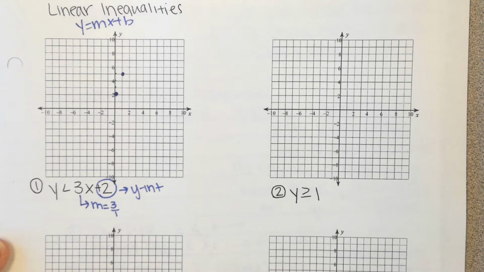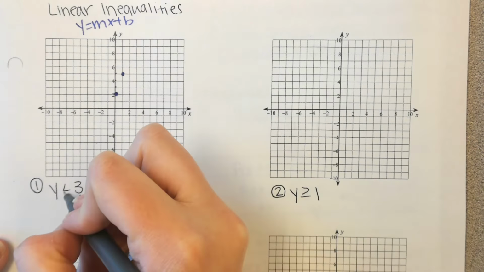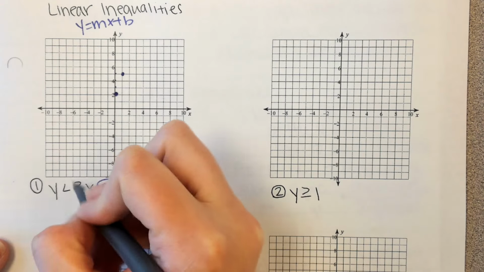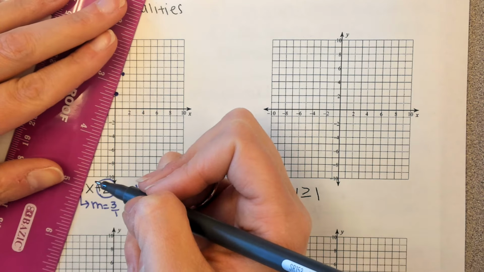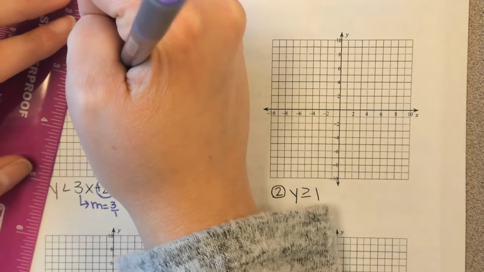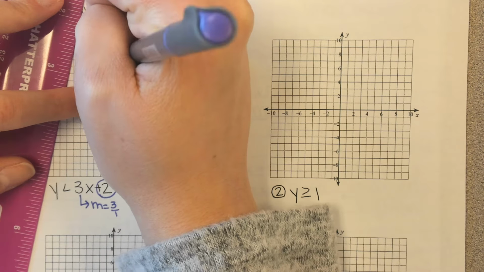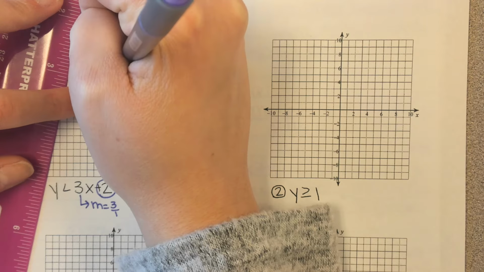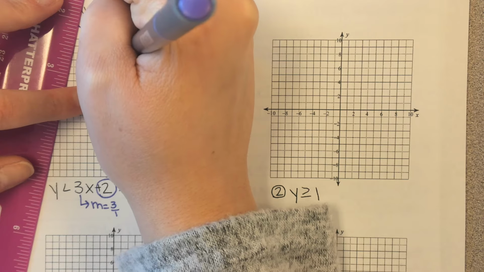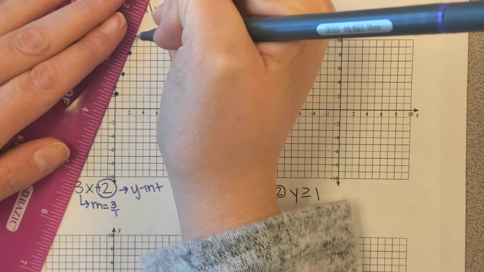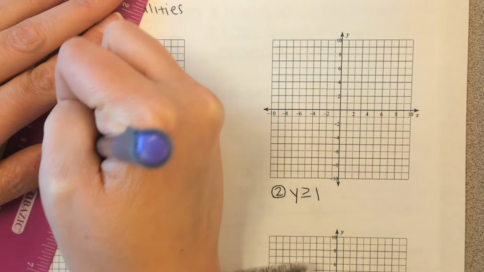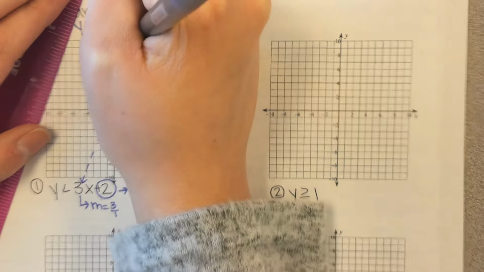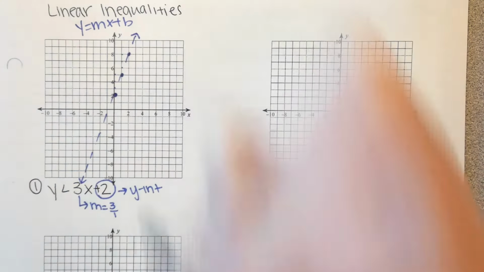Step 2, I have to decide what kind of line. Is it going to be solid or dashed? We have less than. It does not have an equal to, so that means it's going to be dotted or dashed, whichever one you want to say. To make my line straight, I'm going to go another up 3 over 1. Now I'll make my dashed line, and we have to go across the whole entire graph.